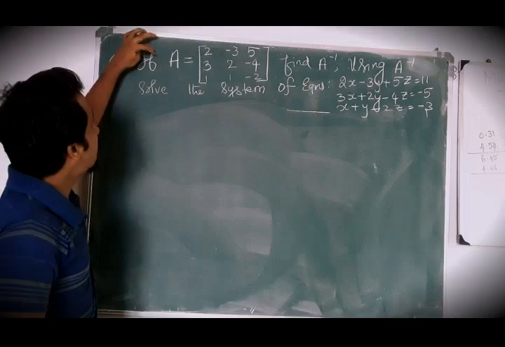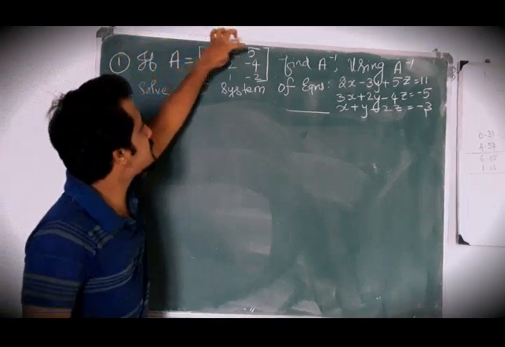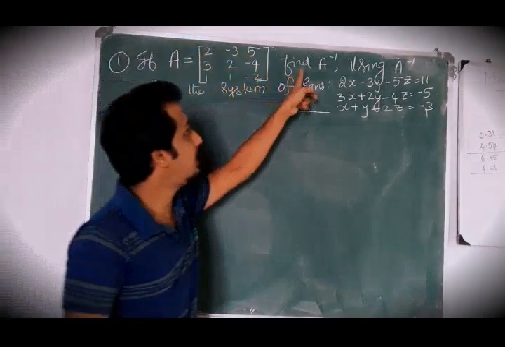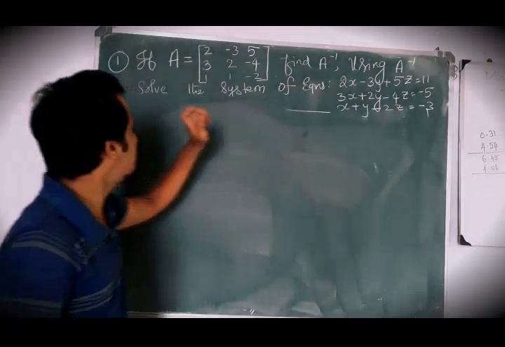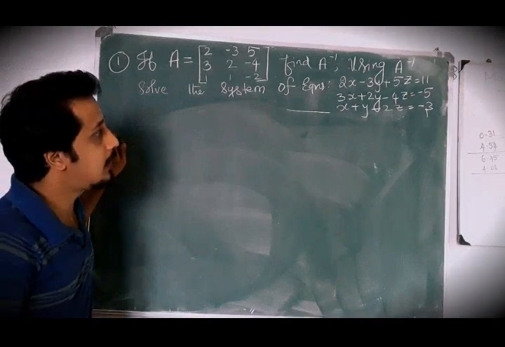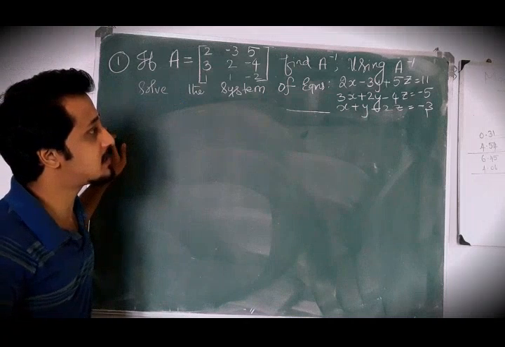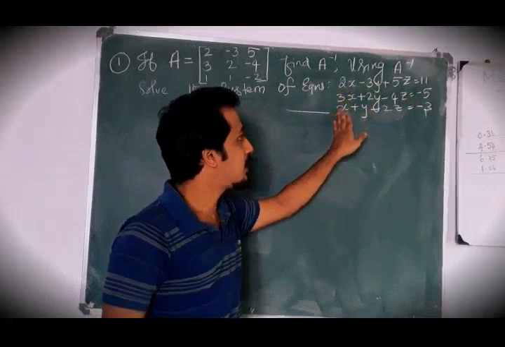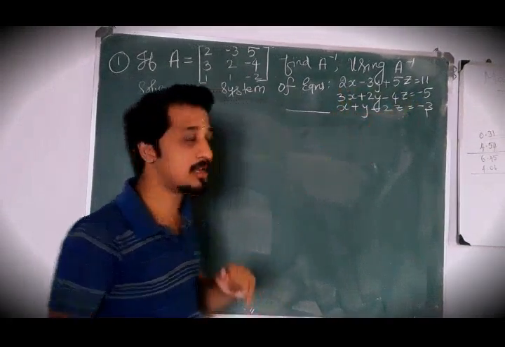First question: if capital A is equal to [2, -3, 5; 3, 2, -4; 1, 1, -2], find A inverse. Using A inverse, solve the system of linear equations: 2x minus 3y plus 5z is equal to 11, 3x plus 2y minus 4z is equal to minus 5, x plus y minus 2z is equal to minus 3.